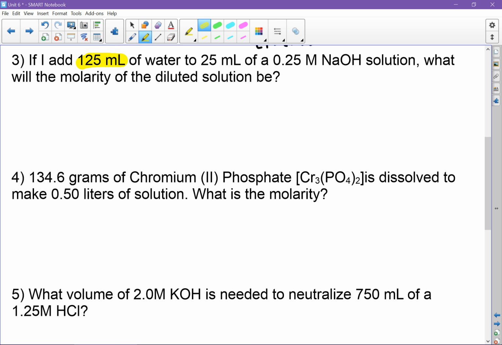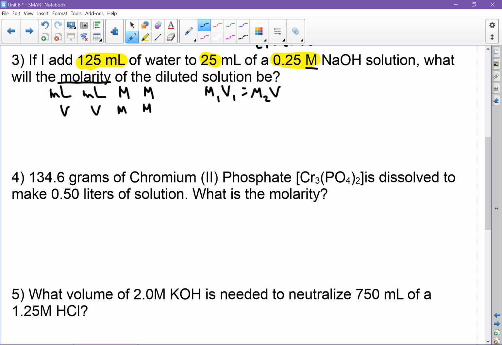Alright, so we're going to highlight all the numbers that we need. Then we're going to make a list of what we've got. So here I see milliliters. Then there's another milliliters number. Then I have an M for molarity, and the question says that I need to calculate what will the molarity be. So if I think about the fact that both of these milliliters represent volume numbers, I need a formula with two M's and two V's in it. So the formula we're going to use to solve this is M1V1 equals M2V2.